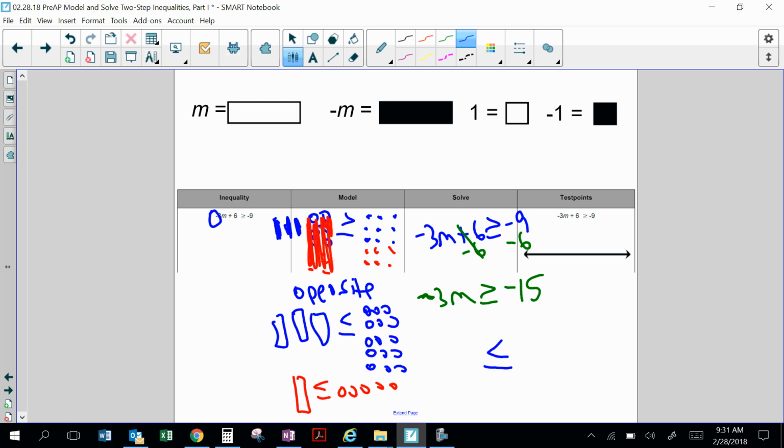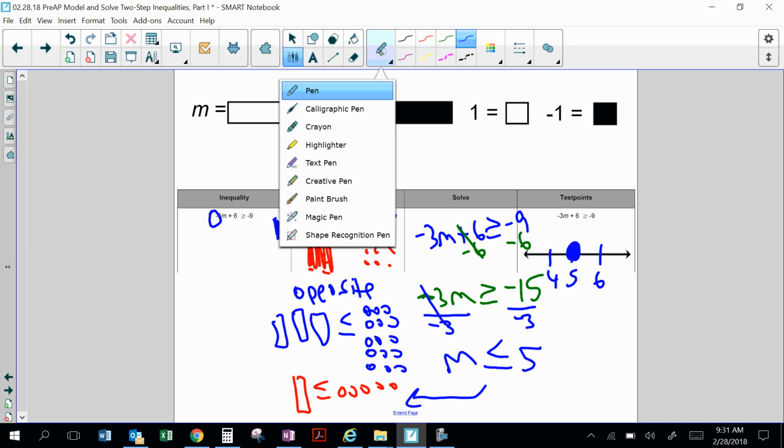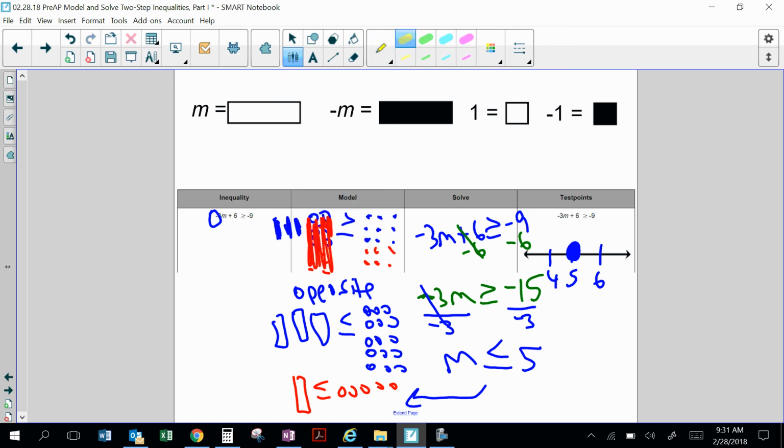So how am I going to get rid of this negative 3? I divide both sides by negative 3. Cancel. M is less than or equal to 5. Hey, it matches our drawing. So I put a 5 here, a 6 here, a 4 here. I draw a closed dot for 5 because there's an equal sign now. And I'm going to highlight the lesser side.